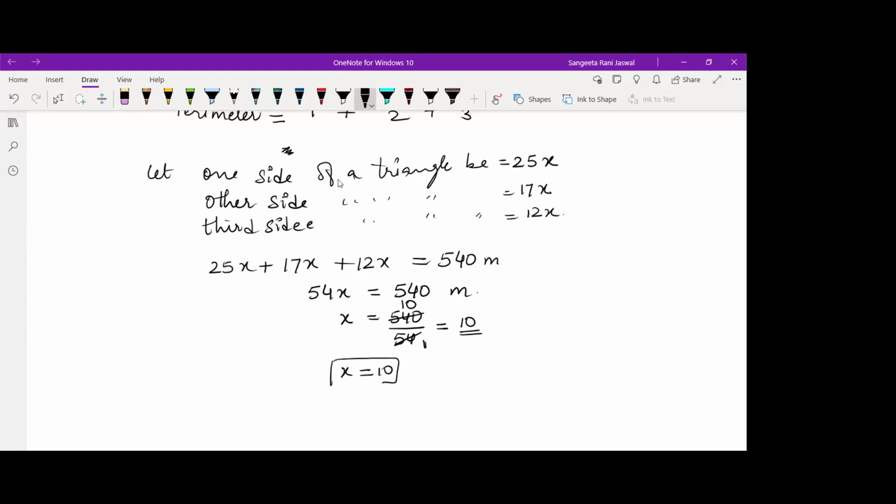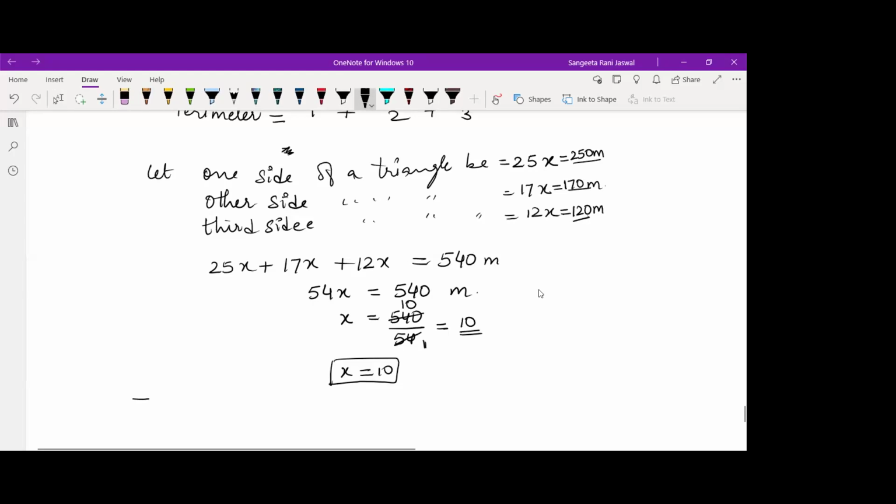Now we will put this value of x in this. Since the first side was 25x, when I multiply this with 10, this will be 250 meters. And this one will be 170 meters. And this one will be 120 meters. I've just shown you here and we'll write it properly below this.